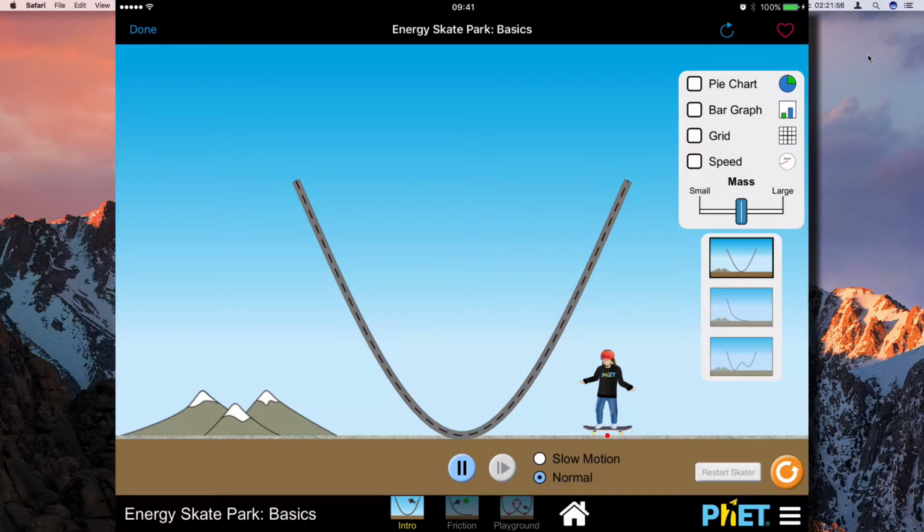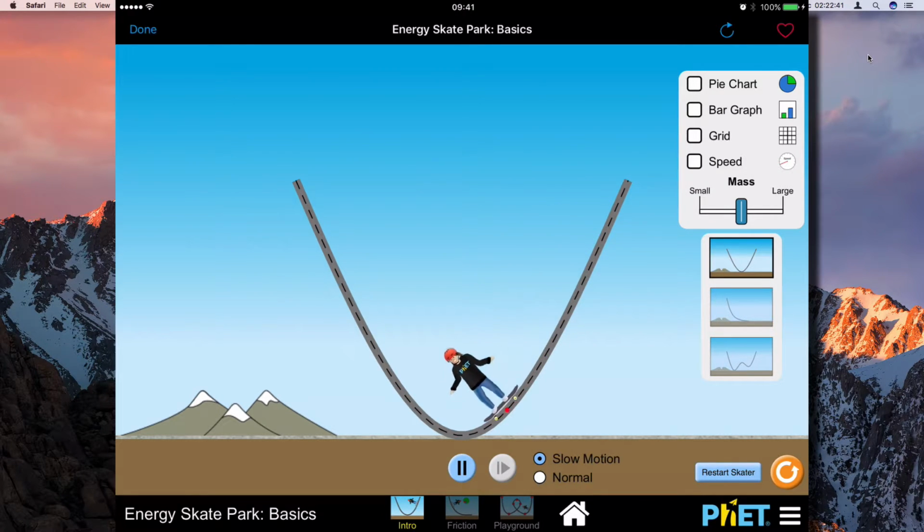So this is showing what happens to the interchange between potential energy and kinetic energy. Okay, so as the man is going up, he's gaining in gravitational potential energy, and then that turns to kinetic as it comes down. So as he's going up, the kinetic energy is being converted to gravitational potential energy. Let me slow it down. So now he's gaining in kinetic and losing in gravitational potential. So there is that interchange.